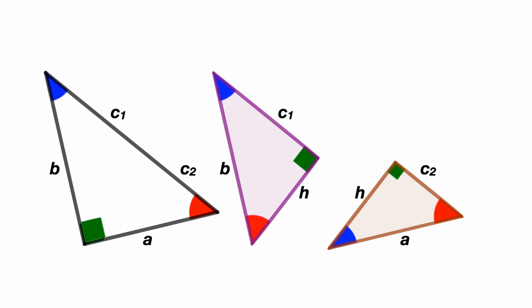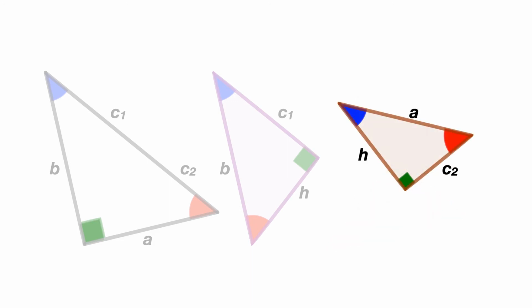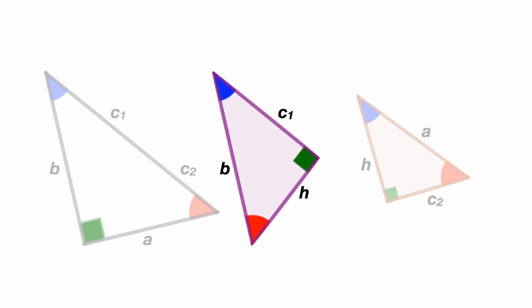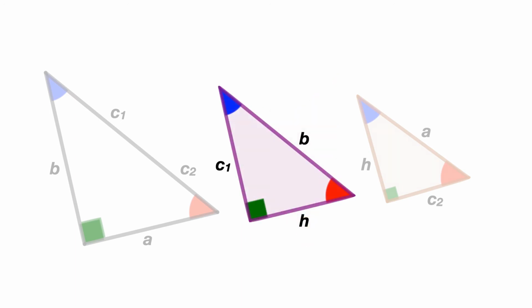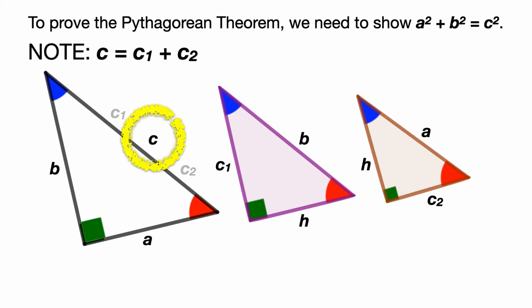To make our work a little bit easier, let's reorient the smallest triangle, flipping it up and then turning the triangle. And let's reorient the middle triangle, flipping and turning. And now we should start looking for equations. The first we might consider would be that c equals c sub 1 plus c sub 2.